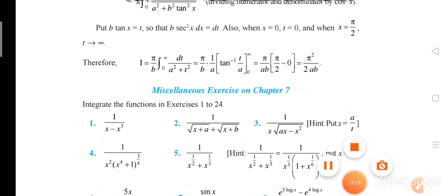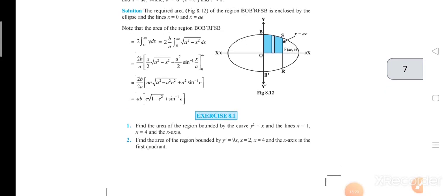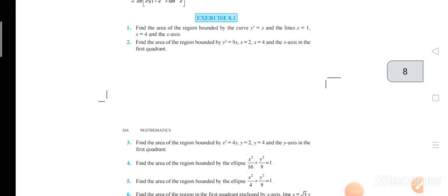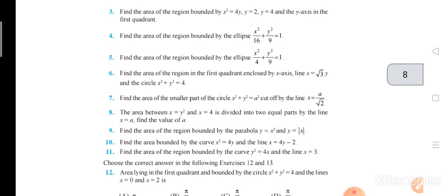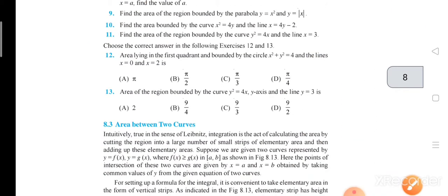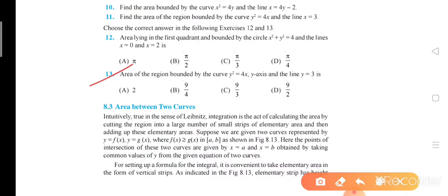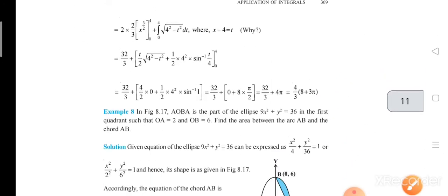Now next chapter, application of integrals, with all examples for exercise 8.1, and questions from exercise 8.1 that are important are question number 4, 7, 9, 12 and 13. These are the problems. Area between two curves is not the part, you don't have to do it.